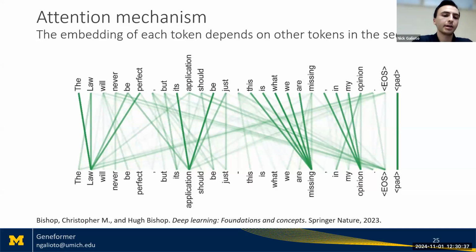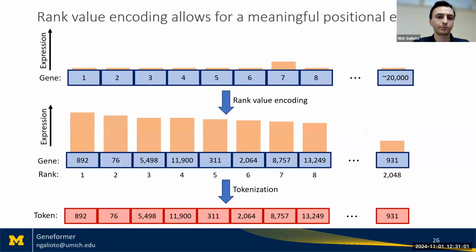And the issue here is that we don't have sentences in biology. We don't have anything that is sequential like this on the genome. So we need a way to convert genetic expression into something that is amenable to the foundation models that have already been created for natural language.